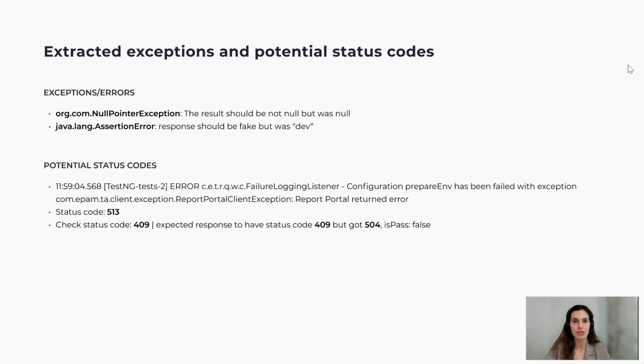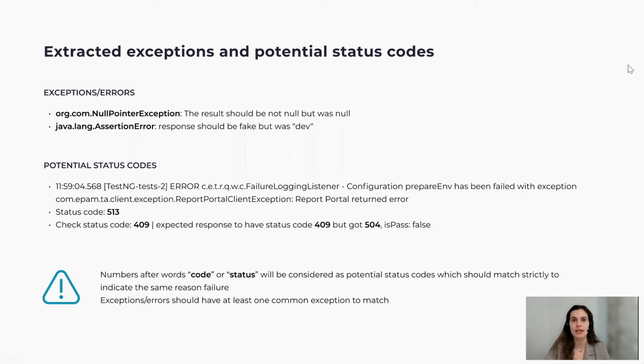In the API logs, status code information is very important. That's why we extract numbers after the keywords code or status as potential status codes. This helps to reduce the false positive matches for API logs. And you can add the keywords status or code before important numbers so that we could match by them.